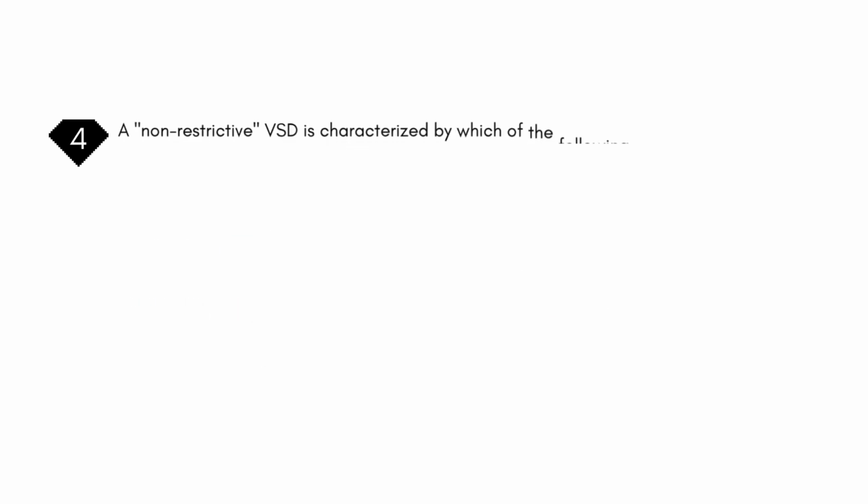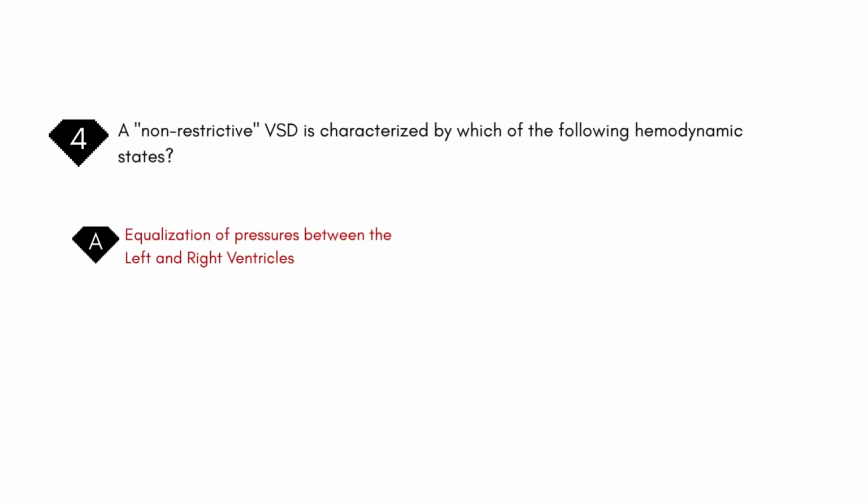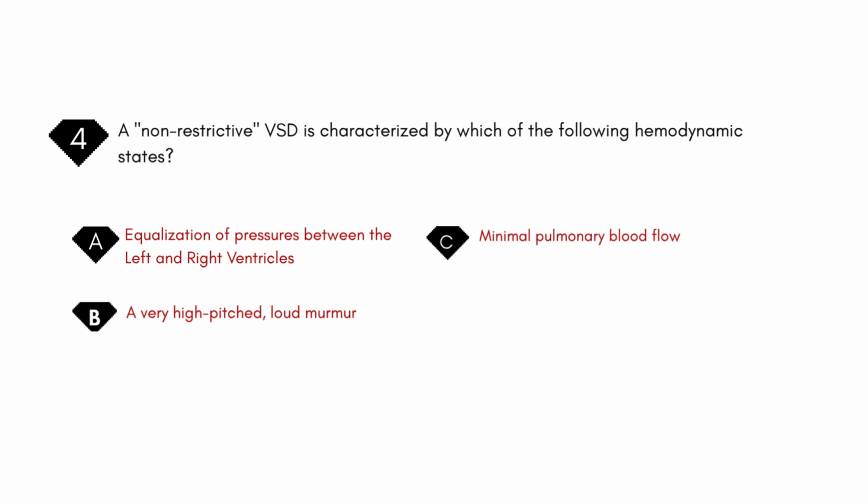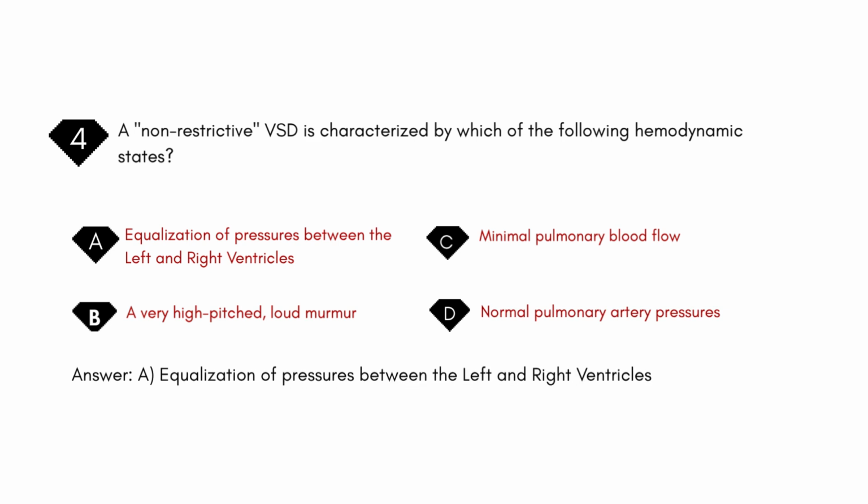A non-restrictive VSD is characterized by which of the following hemodynamic states? A. Equalization of pressures between the left and right ventricles. B. A very high-pitched, loud murmur. C. Minimal pulmonary blood flow. D. Normal pulmonary artery pressures. Answer: A. Equalization of pressures between the left and right ventricles.